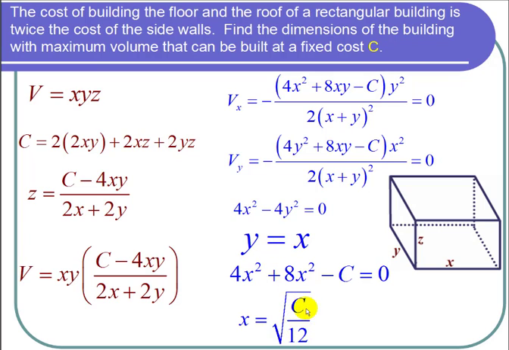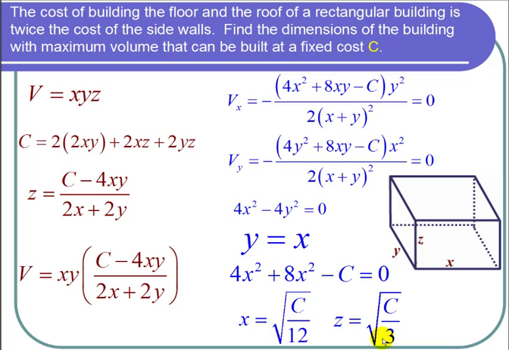So since y equals x, y is also the square root of C over 12. And I can plug x and y in, and I get z equals C minus 4 times root C over 12 times root C over 12, over 2 times root C over 12 plus 2 times root C over 12. I can simplify that up, and I got that z equals the square root of C over 3. That's a bit of algebra, but I worked that out, and that's what I got.